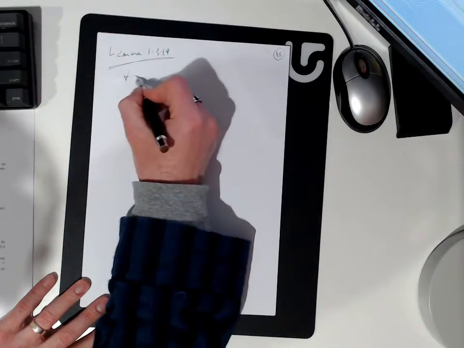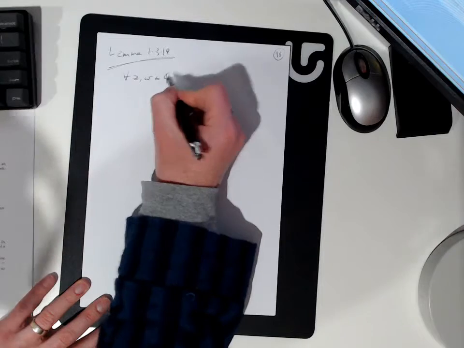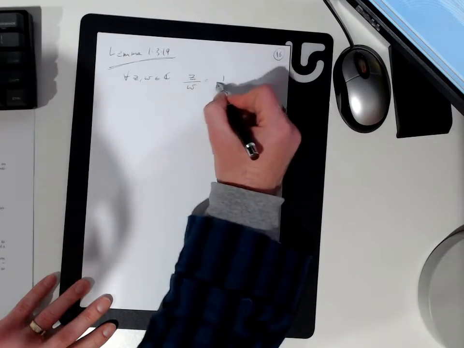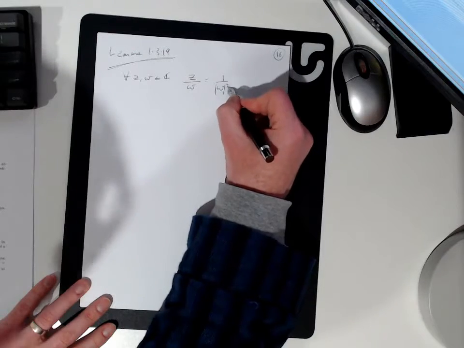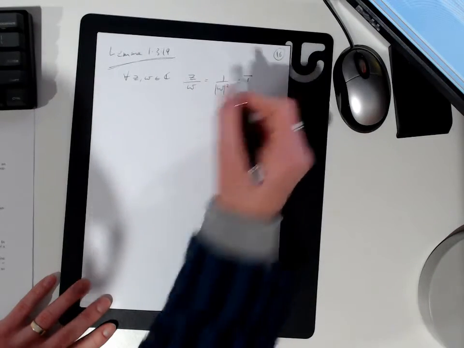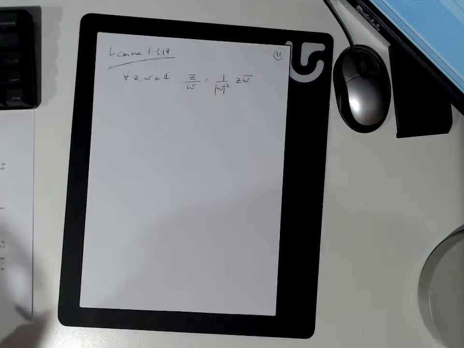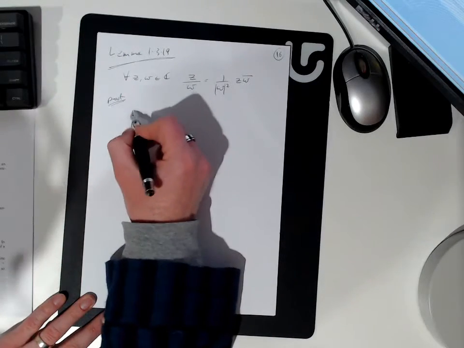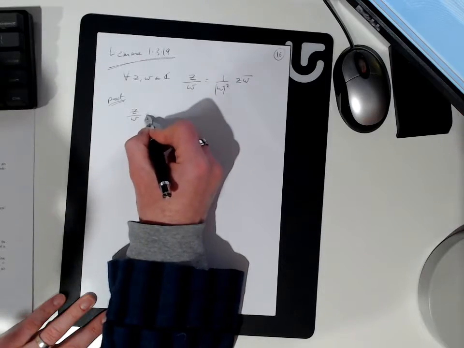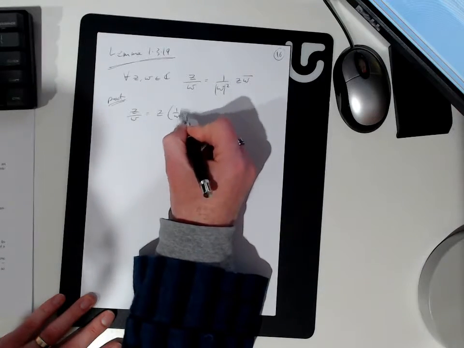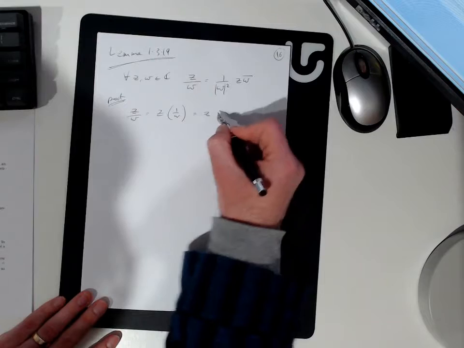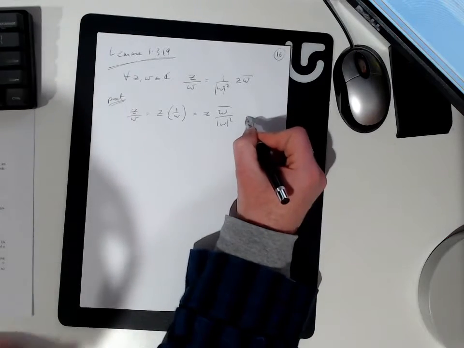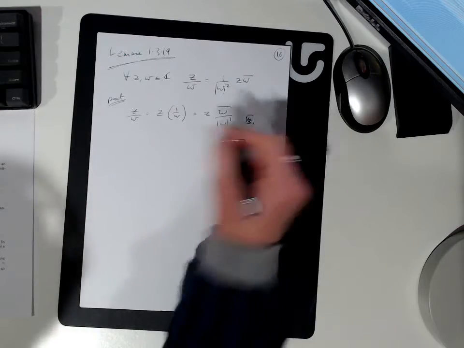Okay, for all z and w in C, z over w is equal to z times w bar over the modulus of w squared. Okay, so what does the proof consist of? It's pretty simple. Z over w is the same as z times 1 over w. We have before that this is z times w bar over the modulus of w squared, which is the proof. Pretty simple.